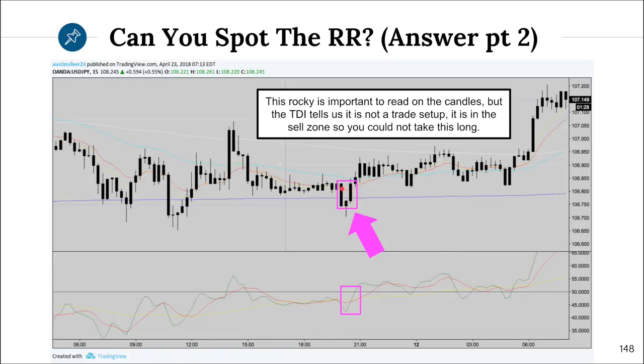You're going to say, Austin, this is a rocky formation that would tell us to go long, isn't it? And I'll say, no. Why? Because look at the RSI cross. It's in the sell zone. You cannot go long when the RSI cross is in the sell zone. You need this to happen in the buy zone. So you wait, you wait, you wait. It finally moves into the buy zone and gives you the cross here. And that's why we mark this as the railroad that we would look to trade. Be patient. It will come.